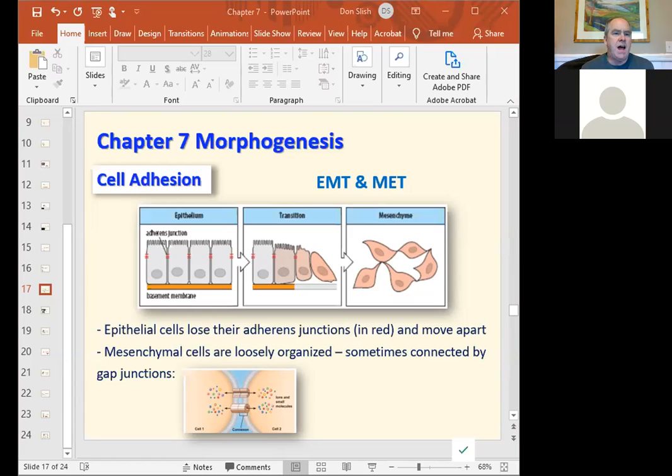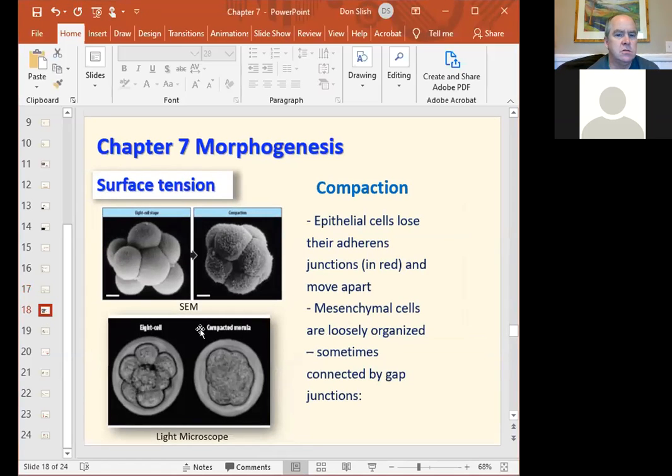Okay, compaction of the morula. Now we're talking mammals, specifically mouse. So let's go on to slide 18. Okay, so here you can see a couple different versions of that morula.